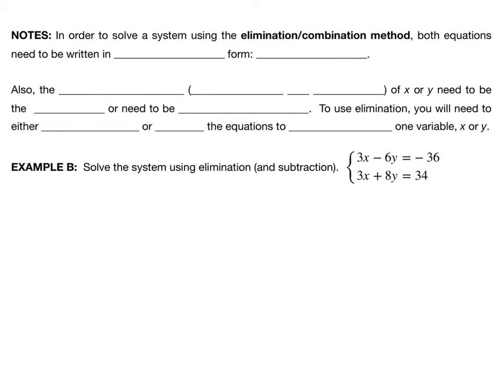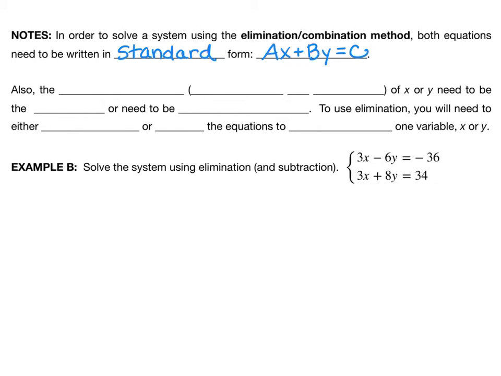In order to solve a system using the elimination or combination method, both equations need to be written in standard form. And standard form looks like this: ax plus by equals c. So this form looks like some number times x plus some number times y is equal to some other number.